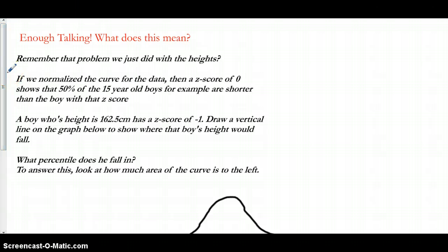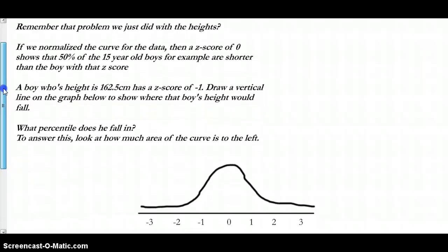Remember the problem we just did with heights? So we're going to use our idea of percentile, z-score, and this normalized curve to help answer a question. If we were to normalize a curve for the data about heights in problem number 3 earlier, we would see that a z-score of 0 shows that 50% of the 15-year-old boys are shorter than that boy with that z-score, because a z-score of 0 is right here, and that's right in the middle. That is our mean. So a z-score of 0 is our mean.